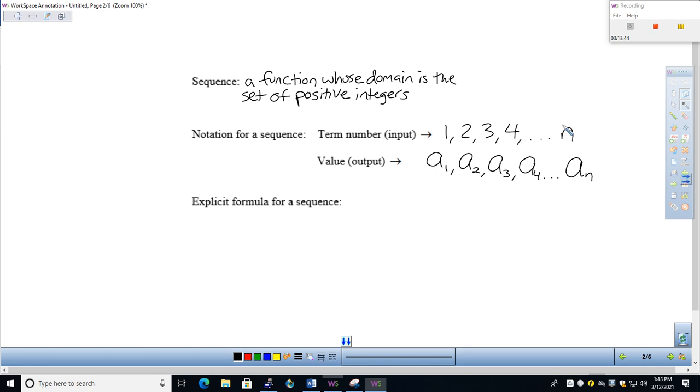Okay, now today, we're going to be writing what are called explicit formulas. We're going to be looking at a different type of formula tomorrow, but for right now, what are called explicit formulas. And very simply, an explicit formula describes the nth term of a sequence.